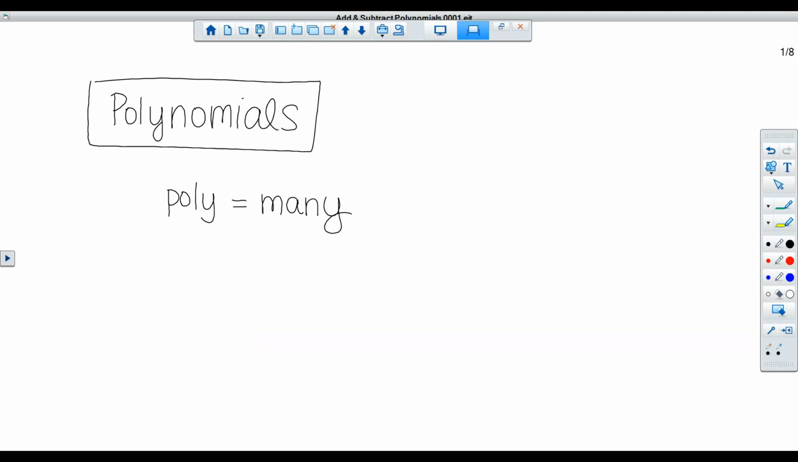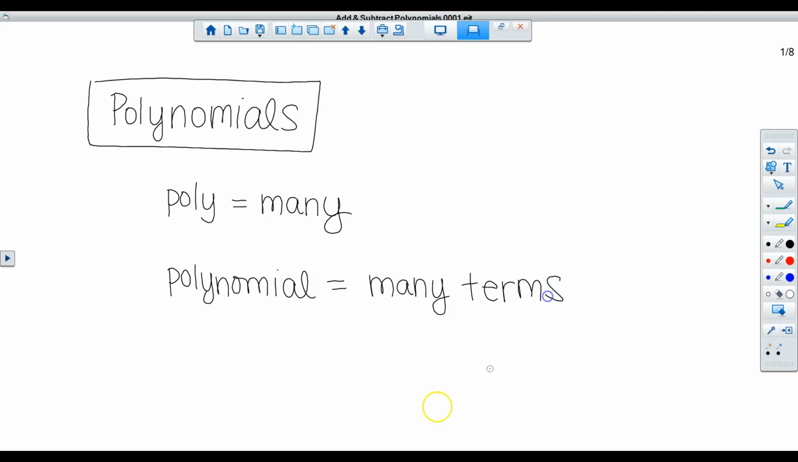Now, it doesn't say how many, so that could be as few as one or as many as you want it to be. So when we talk about a polynomial, it is a math problem that has many terms. So polynomial means many terms. And that should make us wonder, okay, well, what is a term?